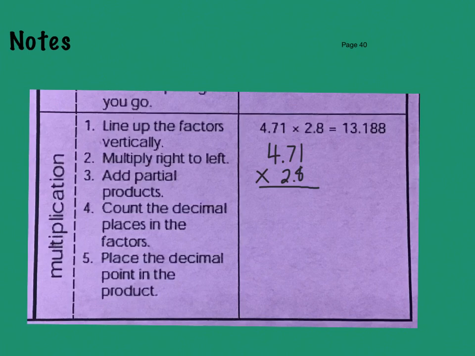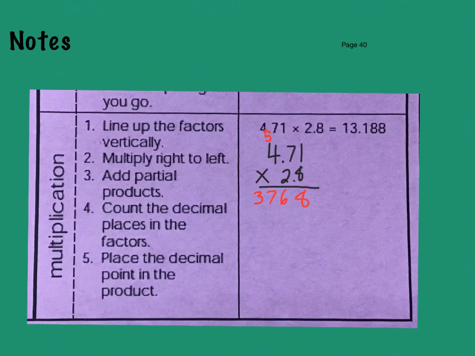Then you're going to multiply right to left. So we're going to start here with this 8, and we're going to multiply 1. So 8 times 1 is 8. And then, just like you've learned back in 4th and 5th grade, we're going to go 8 times 7, which is 56. And then we're going to go 8 times 4 plus 5. So 8 times 4 is 32, plus 5 is 37. Okay, so that's the first step.